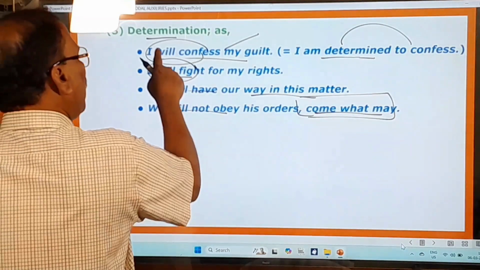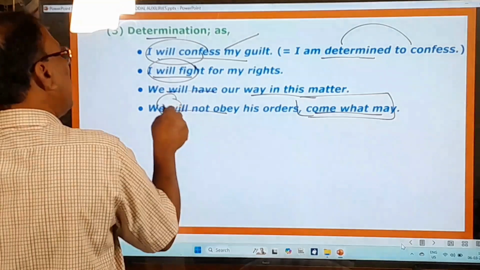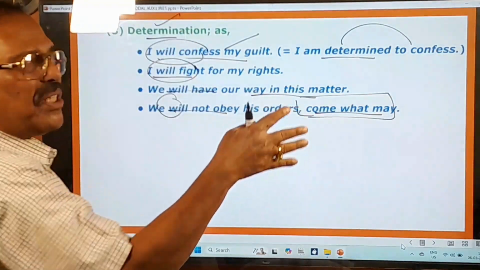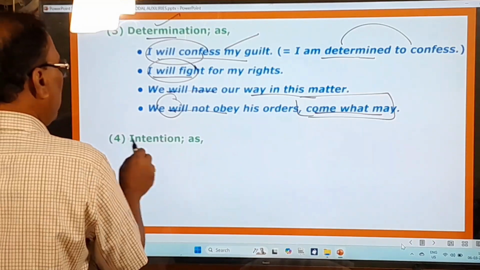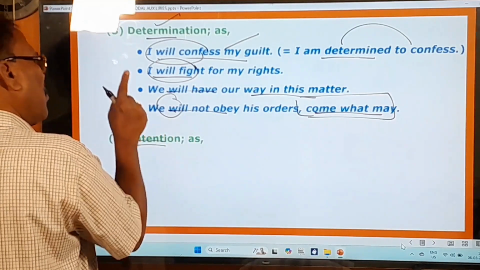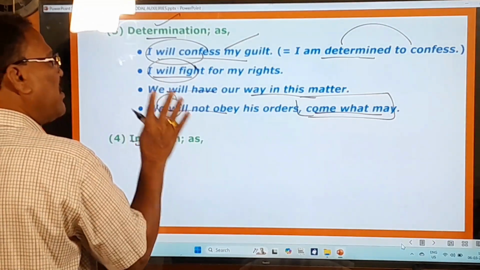So here in all these examples, this will is indicating the determination of these persons. Okay, you go to the next one, intention, and this will also indicates some kind of intention.